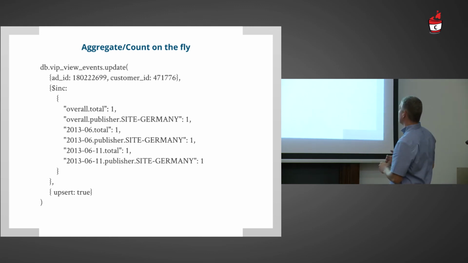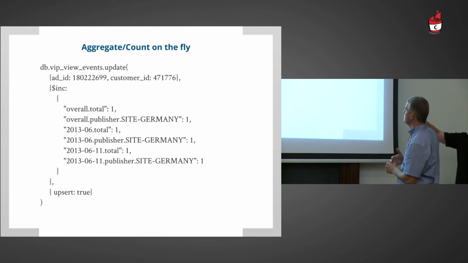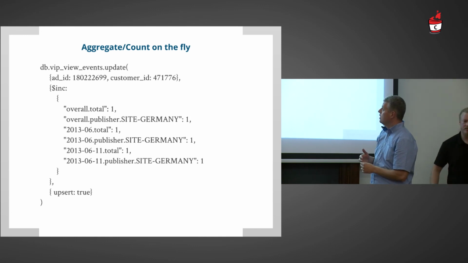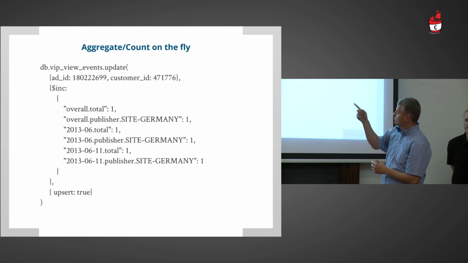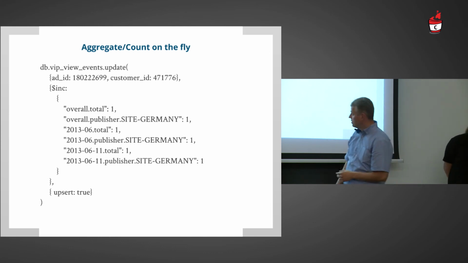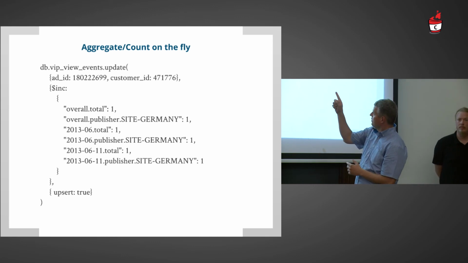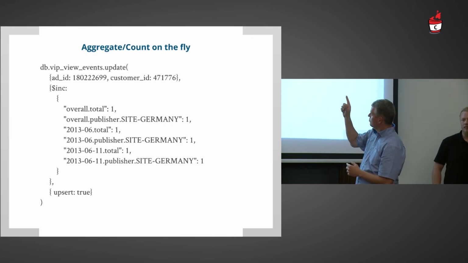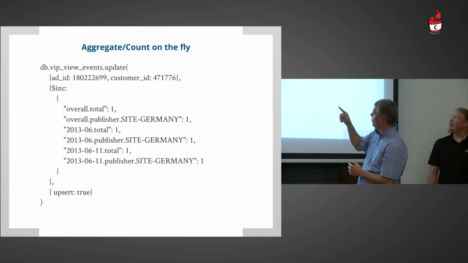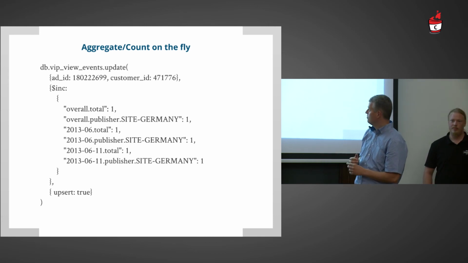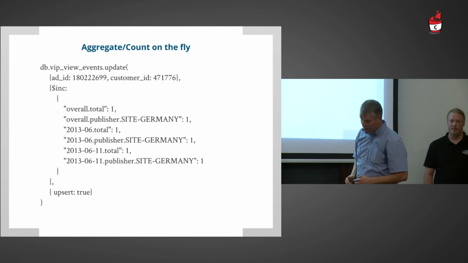Yeah, but also, so if you're doing upserts, your query has to include the shard key. Right. Otherwise, it just fails. Right. So the next JSON document, so starting from the inc to the last brackets, does the following. It increments the field overall.total by 1. It increments the field overall.publisher.site Germany by 1. It increments the field 2013-6.total by 1. And you see what comes out of it.